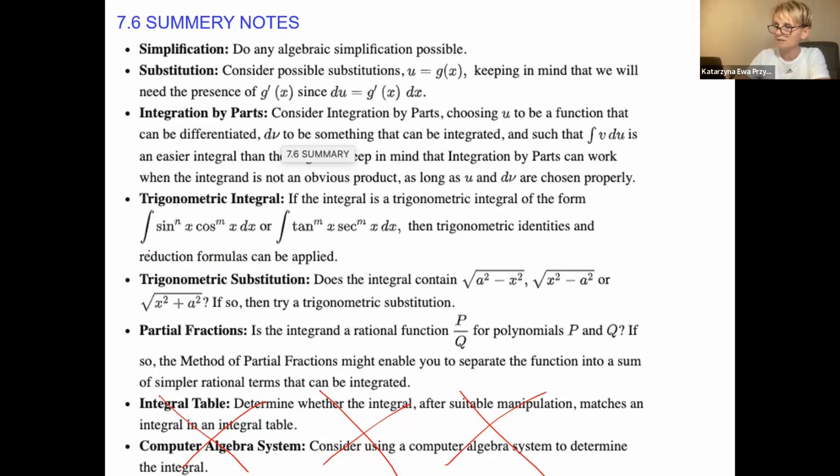Trigonometric identities and the reduction formula. This is 7.2, basic U substitution and just thinking. And then 7.7 is improper integrals, but we will do that at the end.